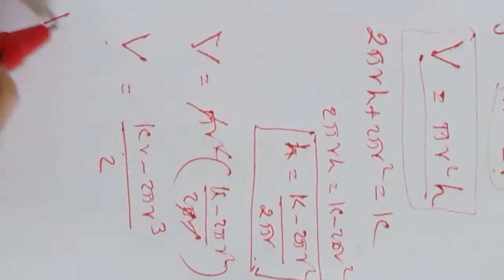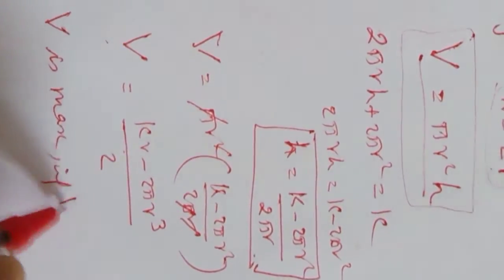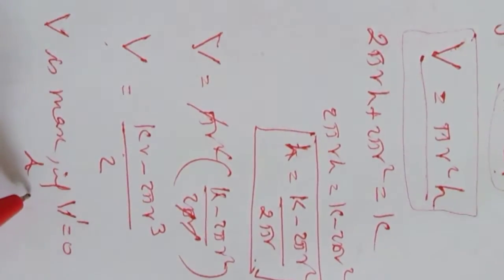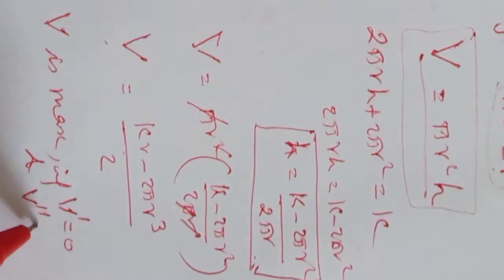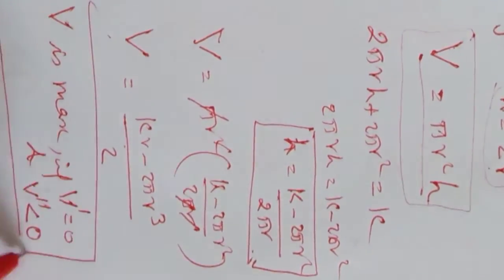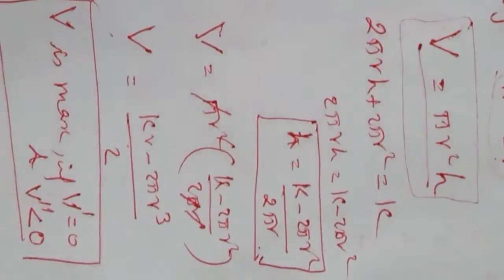So now your volume is maximum if V dash, the derivative, is 0, and at the same time your second derivative is negative. So this is the condition for a function to attain a maximum. அதை mention பண்ணிடுங்க.